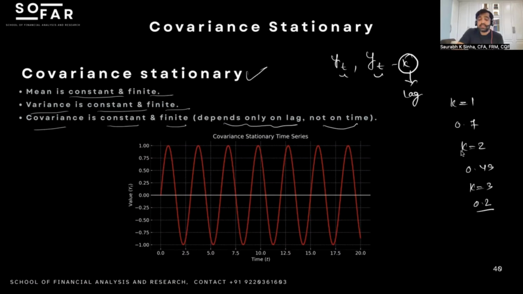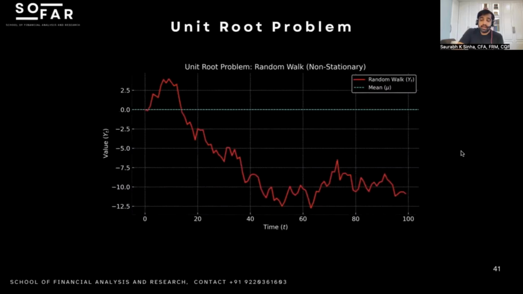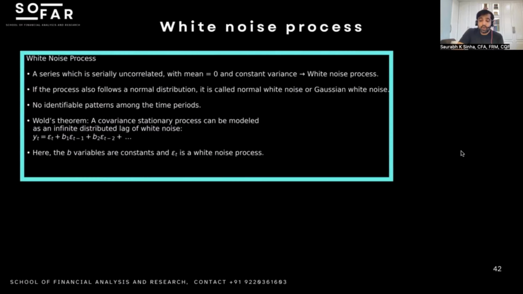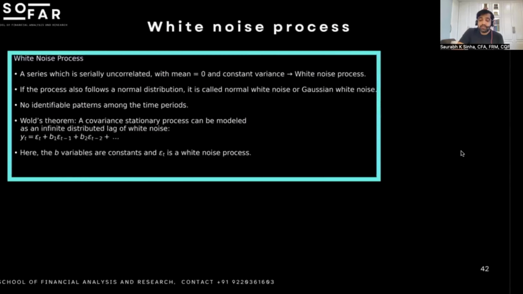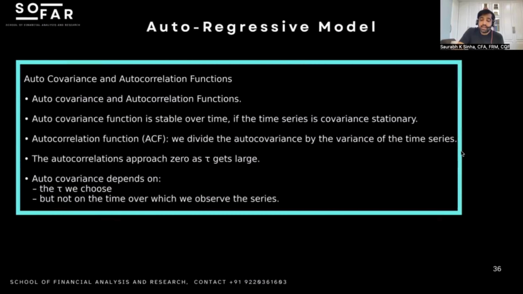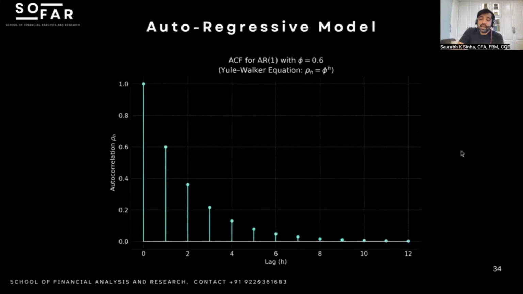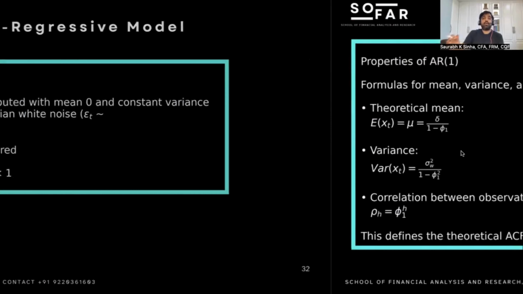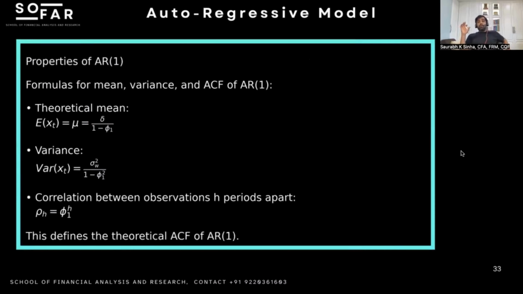Now, when you test this covariance stationarity, and when you find that, okay, Y is following covariance stationarity, then only you can go for AR models. Then you can go for AR model, autoregressive model.